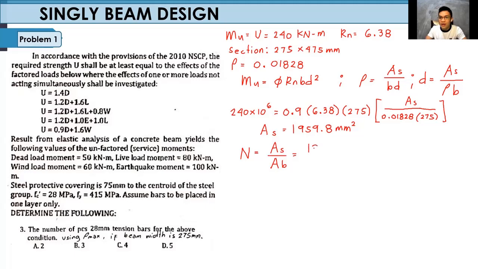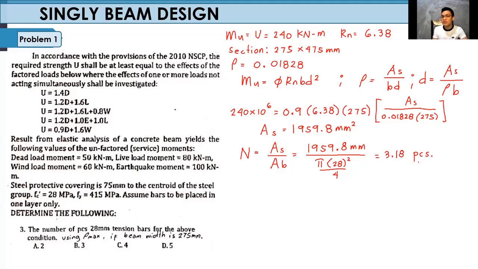So, therefore, that is 1959.8 millimeters squared, divided by the area of the bar. The area of the bar, that is pi d squared over 4. So, pi natin, diameter is 28 squared over 4. Therefore, using our calculator, the exact answer is 3.18 pieces.